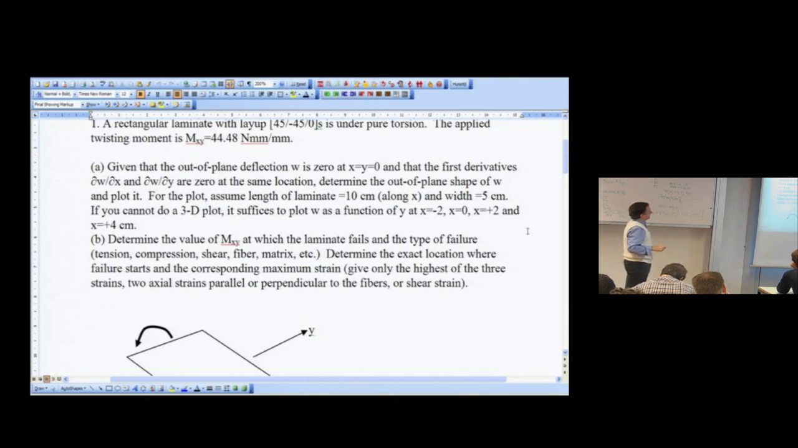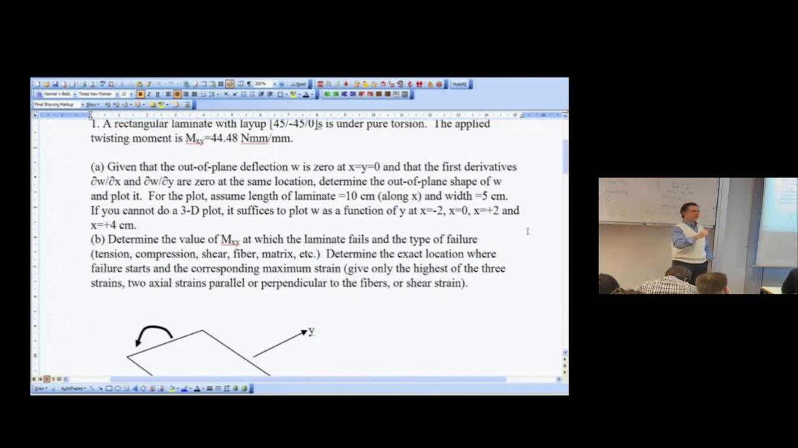And what is the maximum strain? Now, there are 3 strains, epsilon x, epsilon y, gamma xy. I want you to just look at the 3 strains at that location and find the one that has the highest absolute value. So if epsilon x is 10,000 and epsilon y is 3,000 and gamma xy is 3,000, the answer is 10,000 for that part. Just tell me of those, which one is the largest.